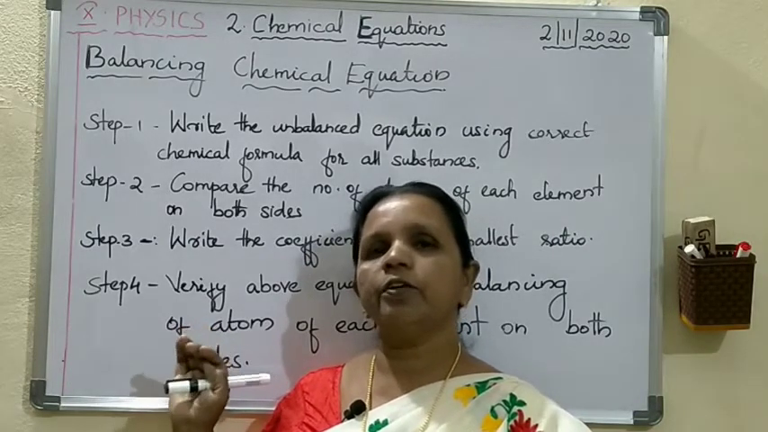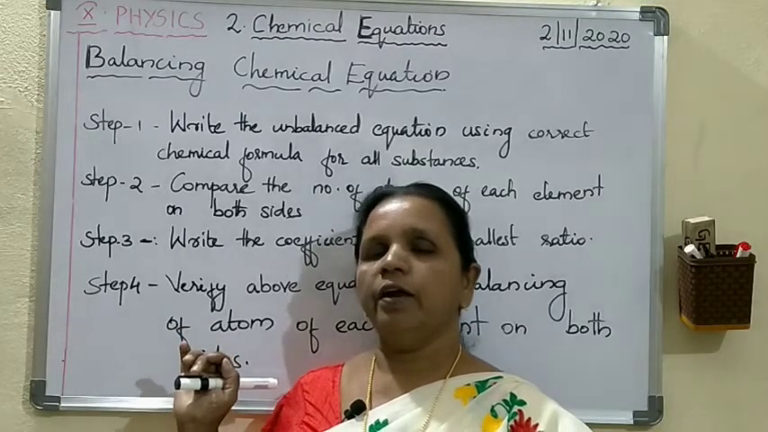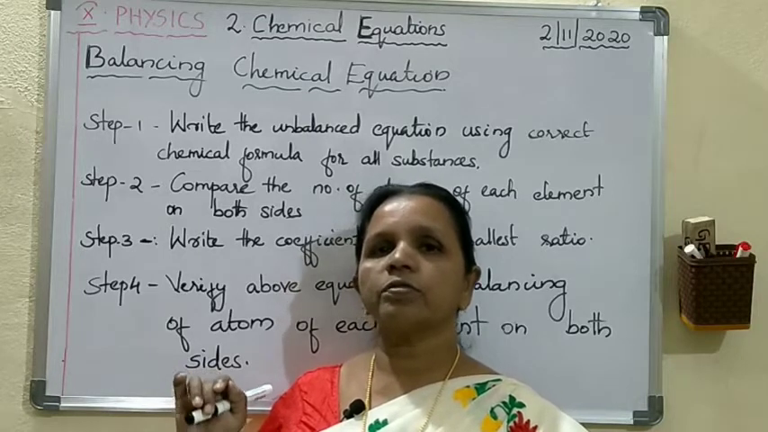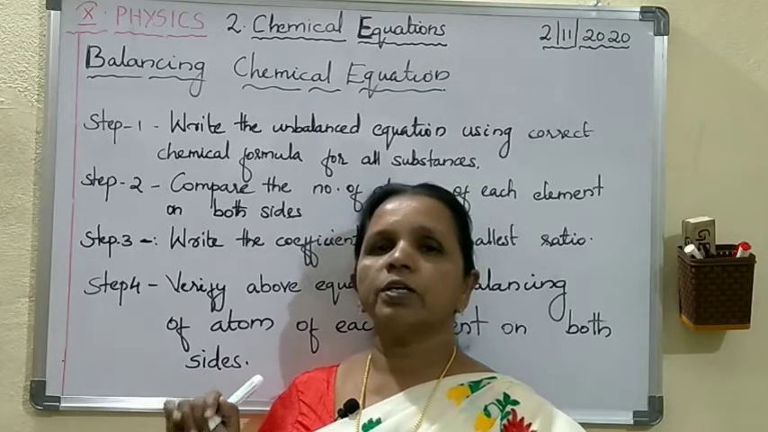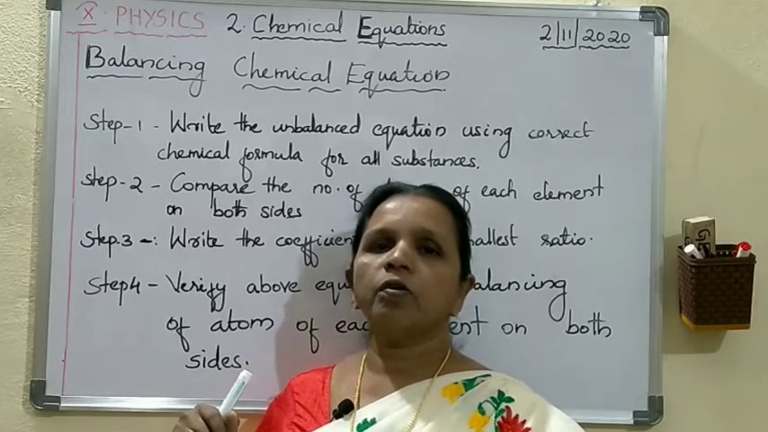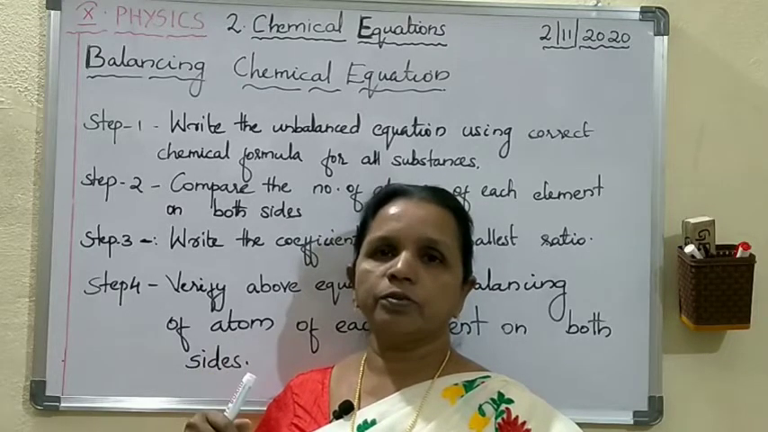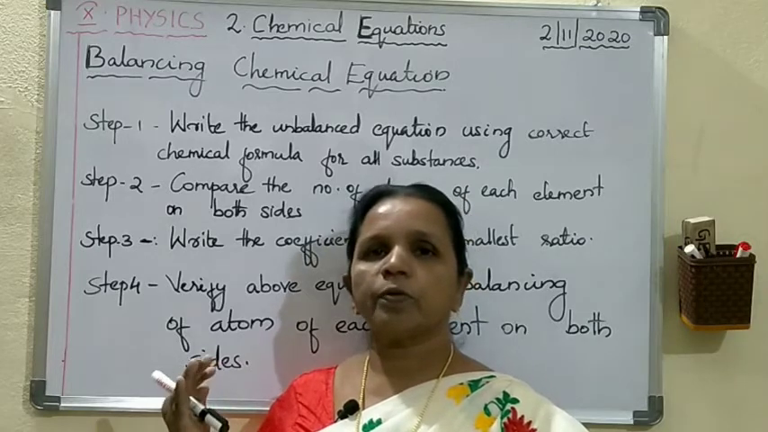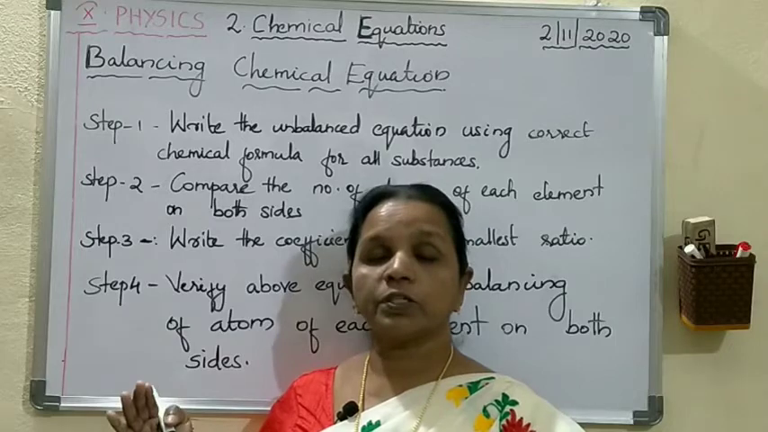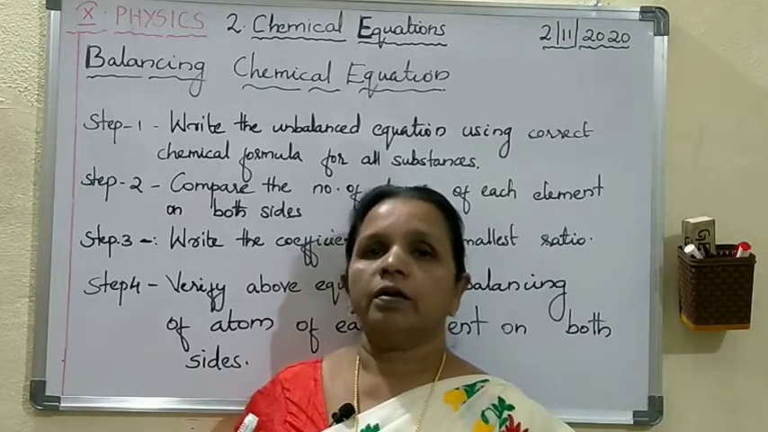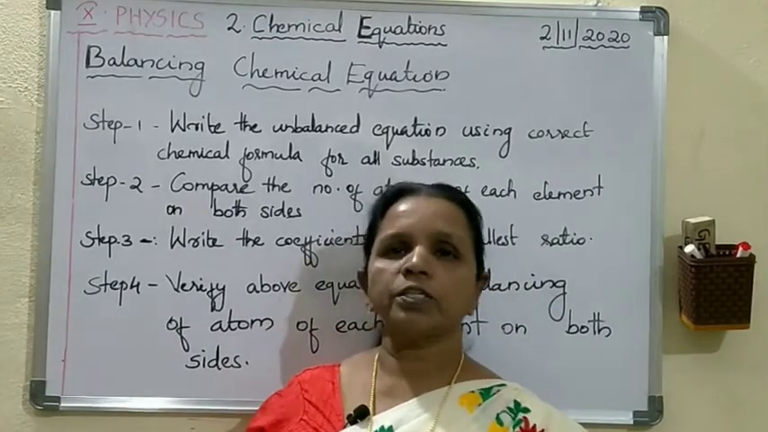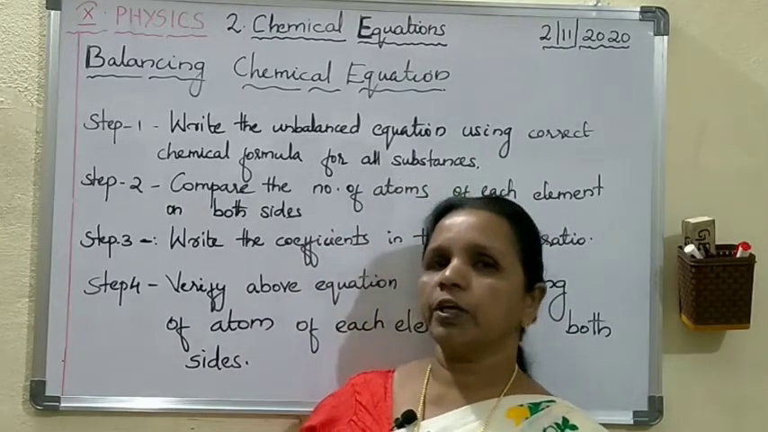Then what is the need of balancing a chemical reaction? We have to balance a chemical reaction because according to the law of conservation of mass, the mass of the products produced is equal to the mass of the reactants consumed. That means the mass of the products after reaction is equal to the mass of the reactants before reaction.